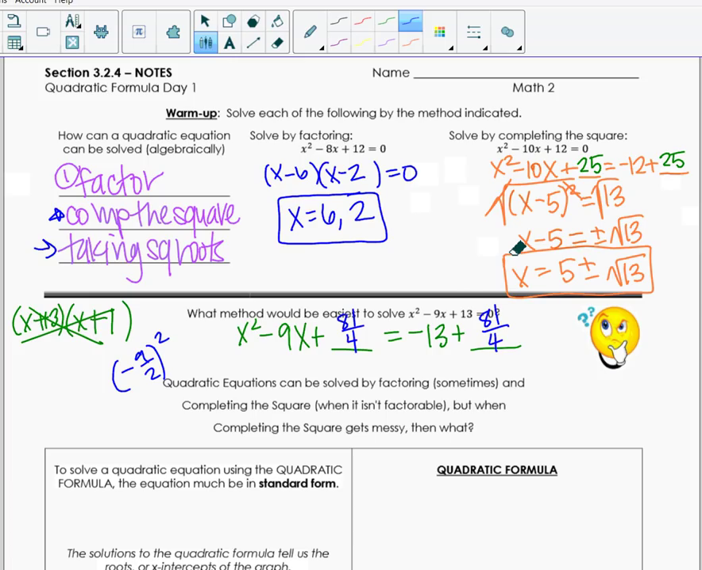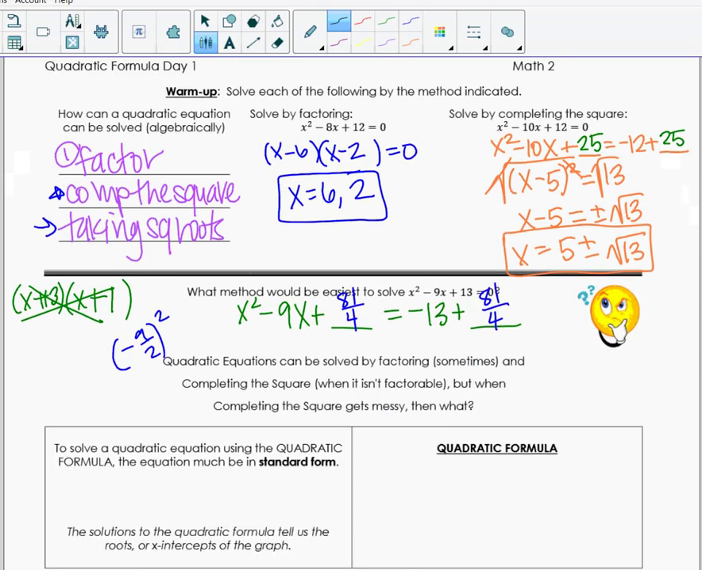So when you get to this, is it possible? Completely. Is it messy? Yes. So that's when we bring in what we're going to talk about today. Quadratic equations can be solved by factoring sometimes, right? We always check it, but it doesn't always work. And completing the square, you can always use, but completing the square might get messy like it just did, and we're dealing with fractions. So if you have a messy completing the square, then what's your option?